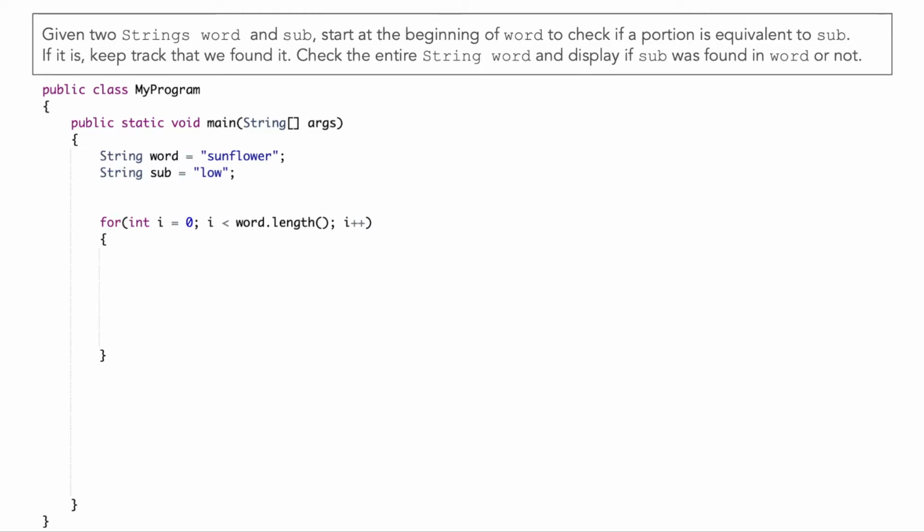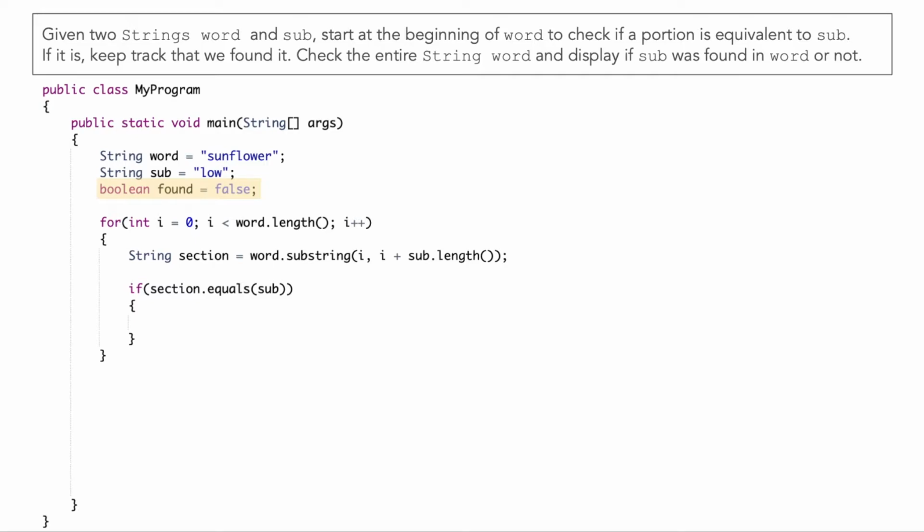Inside the body of the for loop, I need to keep track to see if a portion inside word is equivalent to sub. I will need a variable for that. That variable will store the substring of word that starts at index and goes for the length of sub. Now we need to check if that portion equals sub. If it evaluates to true, I need to keep track that I found it. One way I can do that is by setting up a Boolean variable found and initialize it to false. If we find sub in word, then we can set the Boolean found to true. This technique is called a flag, which is used to signal that a condition exists.